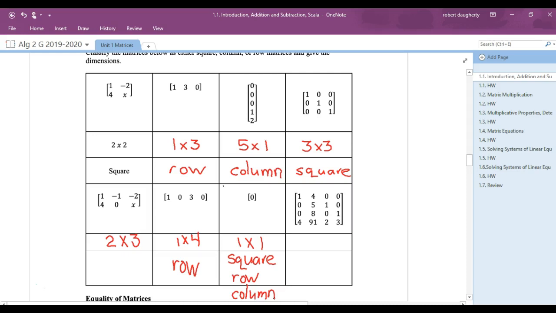So mathematically, it's a square because it's 1 by 1. It's a row because it has one row. It's a column because it has one column. What's the next one? Yeah, 4 by 4, which is what kind of matrix? Square matrix, okay?